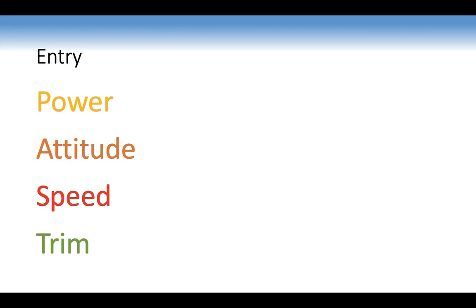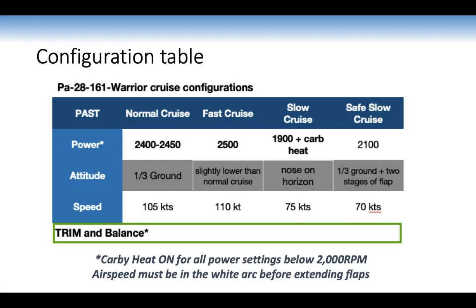In terms of our configurations, we've got normal cruise, so I'll explain why. That's done at 2400 RPM, attitude 1/3 ground to the sky, speed 105 knots, and you're trimmed and balanced. Fast cruise, you apply at 2500 RPM, slightly higher than normal cruise, and speed 110 knots, and you're trimmed and balanced. Remember, you've got a faster power setting, so a little bit of right rudder, and attitude, remember you need to lower the nose. Remember, with the pilot's lift formula, you've got a lot more lift coming from indicated airspeed, so you need to lower that attitude, and you get a faster speed, 110 knots.